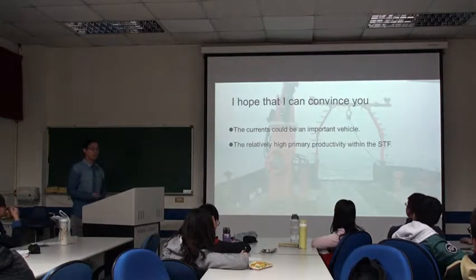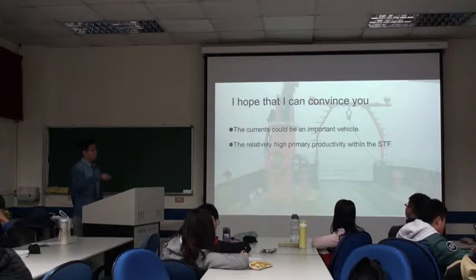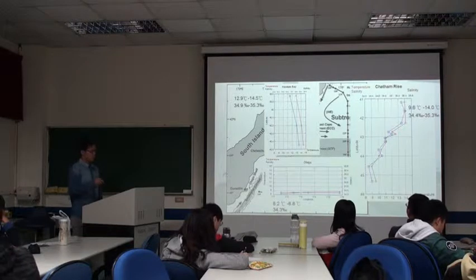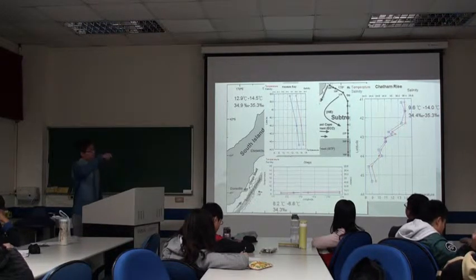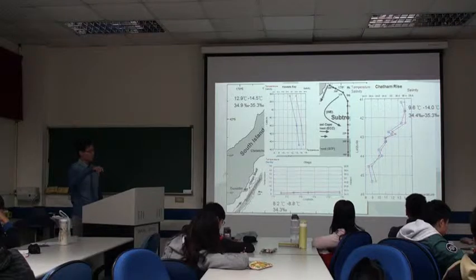And I hope I can convince you that the current could be an important vehicle to cause the relatively high primary productivity within the STF, the subtropical front. And here is the hydrographic data. In this figure the y-axis is latitude and the x-axis is temperature. In this figure it is different: the y-axis is temperature and the x-axis is longitude.